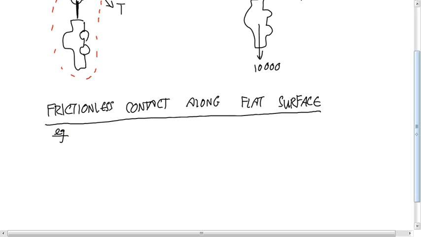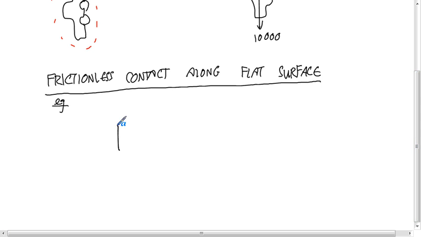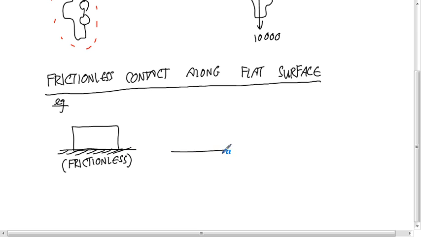Some examples where you would see this is if you have a box on the floor and the problem says frictionless. In this case, the box and the floor would be in contact with each other along the flat surface, which is the floor. Another example, if you see an object on wheels, those wheels are there to indicate that it's frictionless contact, unless it specifically says that there's friction in the wheels.